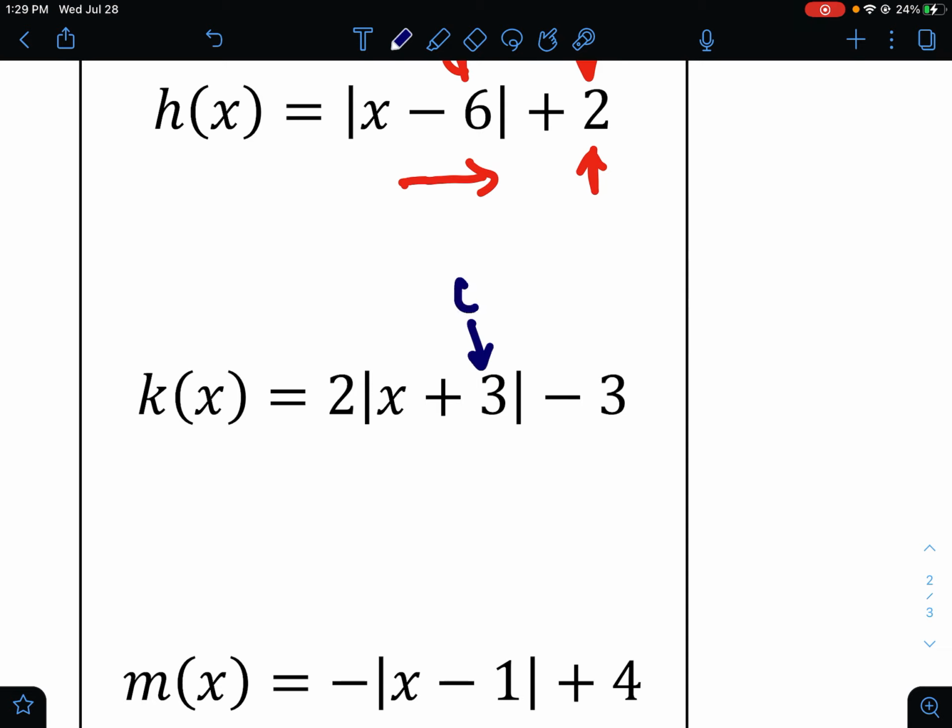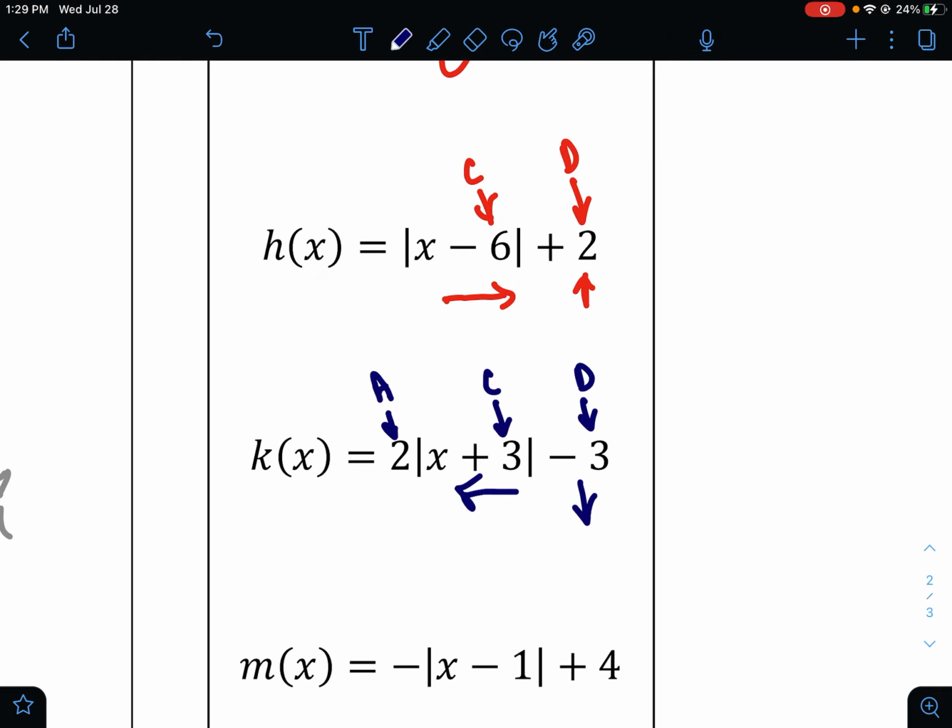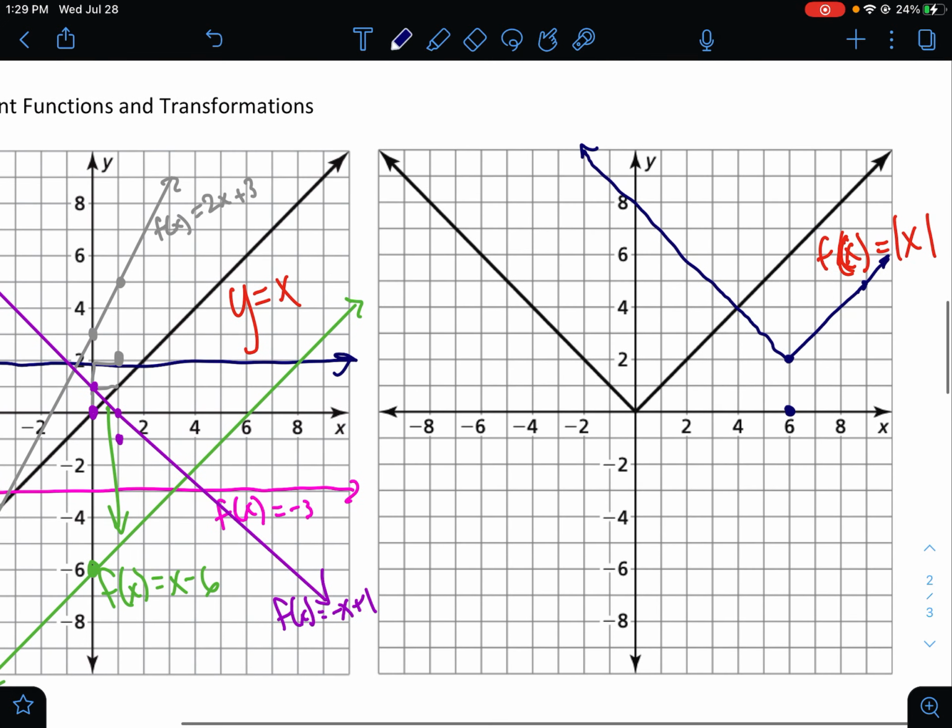Here, again, you have C and you have D, so you do have a shift to the right, or sorry, this would be a shift to the right, but it's not actually. It's a shift to the left 3 and down 3. But also you have manipulation to the A, which means this is going to get steeper by a factor of 2 because it's more than 1. If it were less than 1, a fraction or a decimal, then it would shrink. But this is going to increase the slope by a factor of 2. So this one is about as much change as you can imagine you would see here.